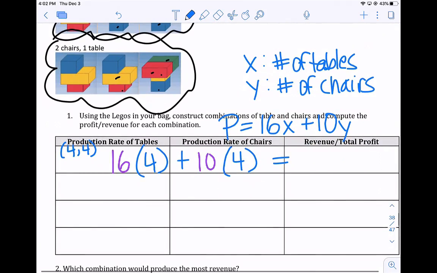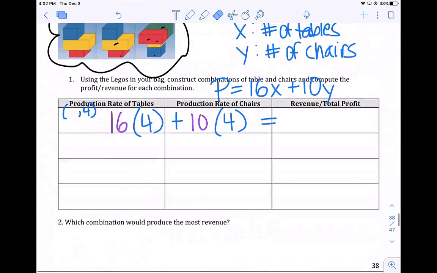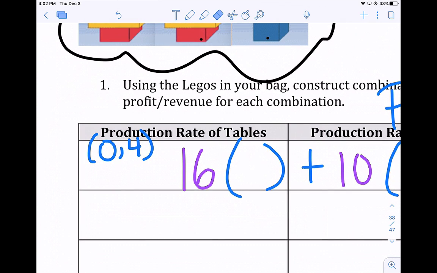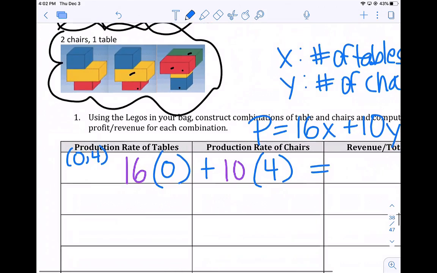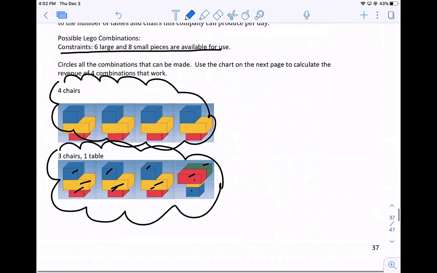4 chairs and 0 tables, is that right? Okay, so I did this wrong, this should be 0. So let's make this a 0. Now let's calculate, that's just $40. So if we just make 4 chairs, that is $40. All right, let's do the next combination.